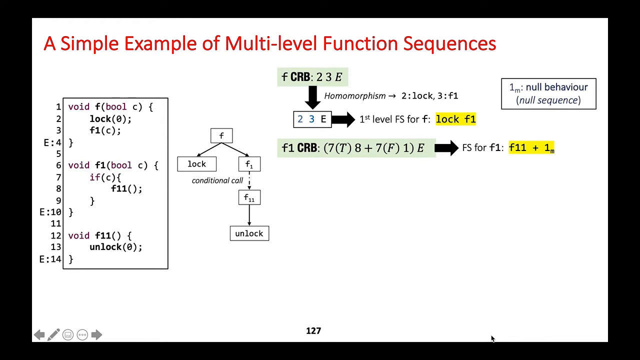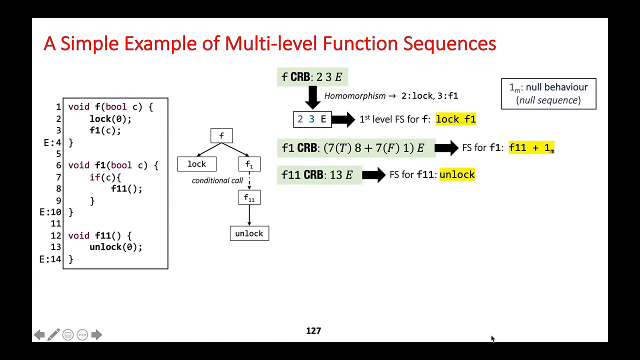Now let's first look at all the first level function sequences. For F we have lock followed by F1. For F1 we have F11 plus 1_m. Since the call to F11 is conditional, if condition is true we get the sequence F11. If the condition is false, we get the null behavior which is shown here as 1 sub m, the multiplicative identity. The function sequence for F11 is just unlock.